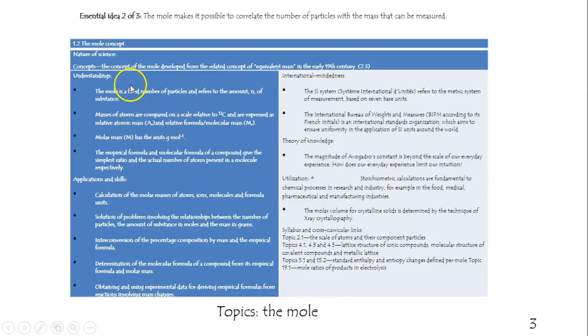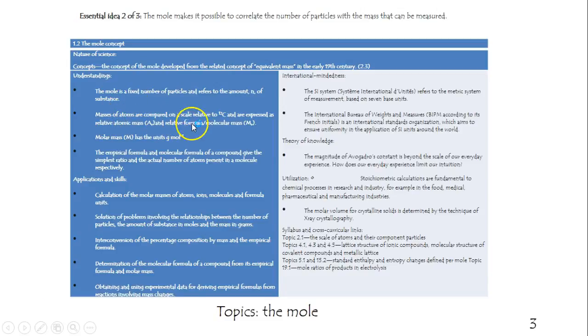The mole. Here's what we should know, and here's how it should be applied. The mole is a number. It's a fixed number of particles and refers to the amount of a substance. So number one, if you know the number and it's 6.02 times 10 to the 23rd, you'll know how many particles you are dealing with. It does refer to an amount. It is one of the SI units, which is developed in France.